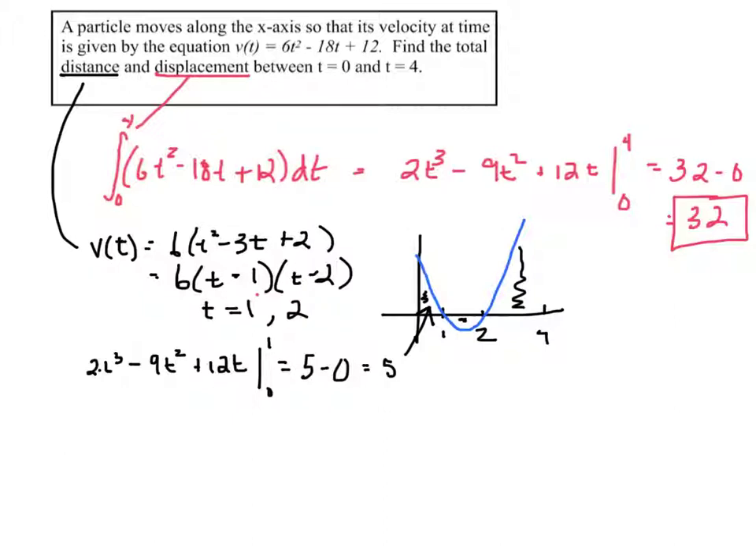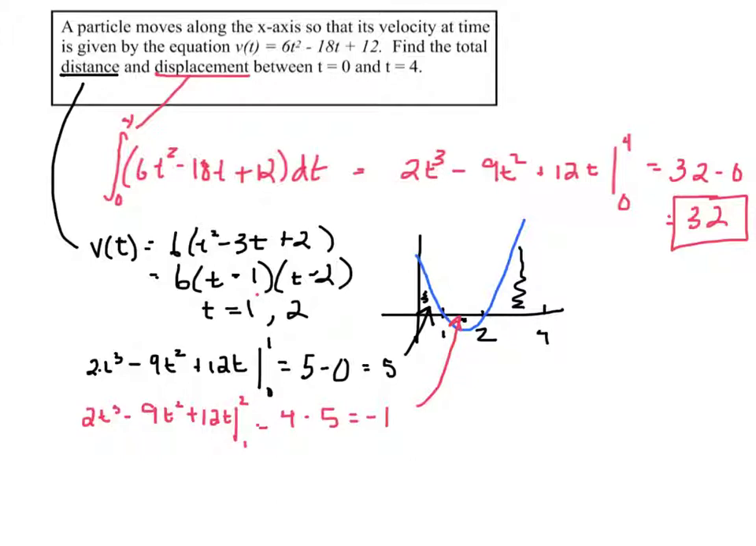Now let's do the same exact antiderivative, except this time let's plug in 2 and 1. When I plug in 1, I get 5. I've already done that. When I plug in 2, well, 2 multiplied by 8 is 16, minus 9 times 4, so 16 minus 36 is negative 20, plus 24 is 4. So 4 minus 5 is negative 1. This is the area that goes right up in here.